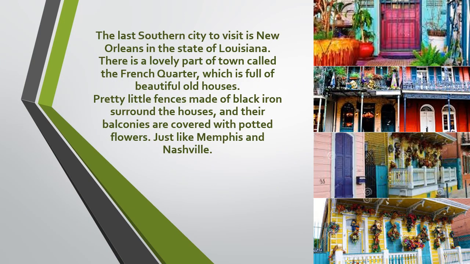And the last southern city we're going to visit is New Orleans in the state of Louisiana. There is a lovely part of town called the French Quarter, which is full of beautiful old houses. You can see from the pictures, they look absolutely fabulous. Pretty little fences made of black iron surround the houses, and their balconies are covered with potted flowers, just like Memphis and Nashville.